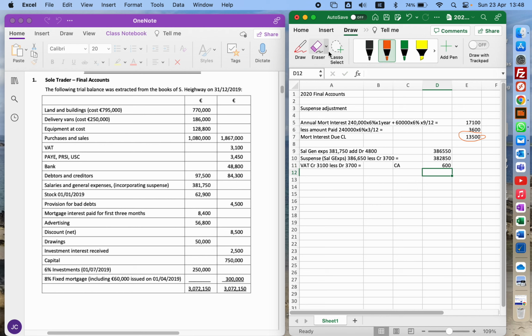So let's just fix those. Here's the new figure for VAT, and I'm just going to make sure we include the current asset. And here's the new figure for salaries and general expenses. And we've got the mortgage interest due, the current liability. Now I need to deal with my drawings figure.